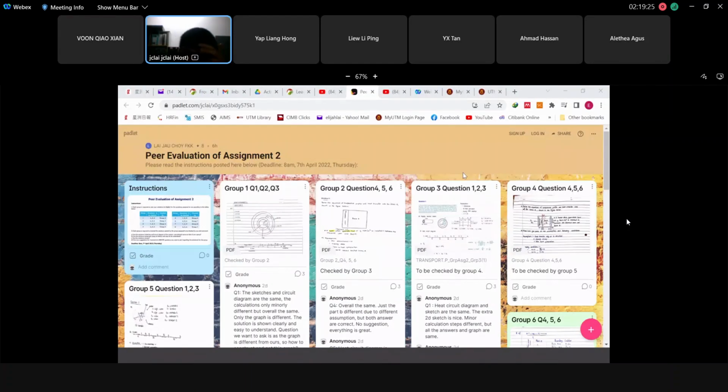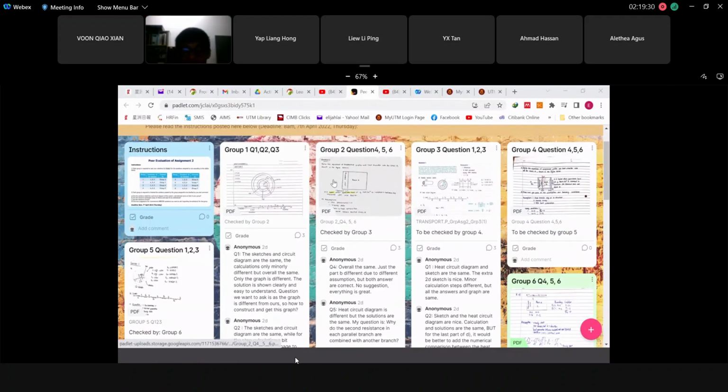Can you see what I'm sharing now, Padlet? There are a few things. First, group number 5. Is there anyone from group number 5 here? Anyone? You haven't done checking. The deadline was actually yesterday. May I know what happened to you? You can contact me later.